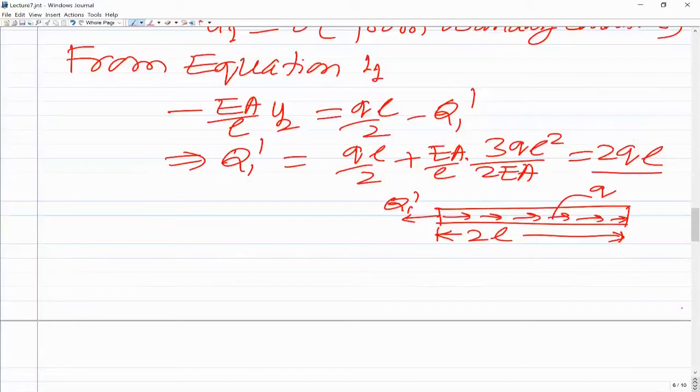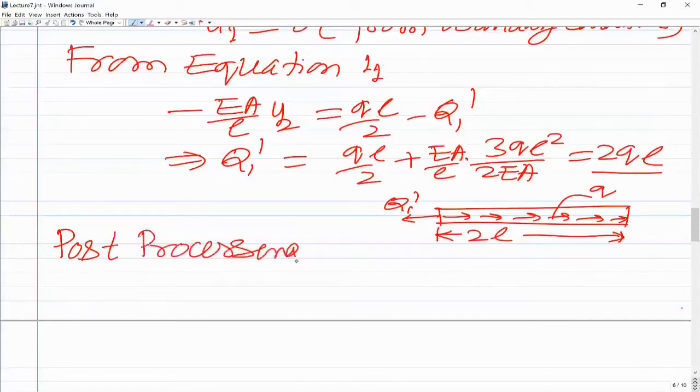Once we have done this, we would be interested in finding the displacement within each element, the strain within each element, and the stress within each element. All that comes under post processing. If you have any questions and doubts, please ask. The next thing is post processing.